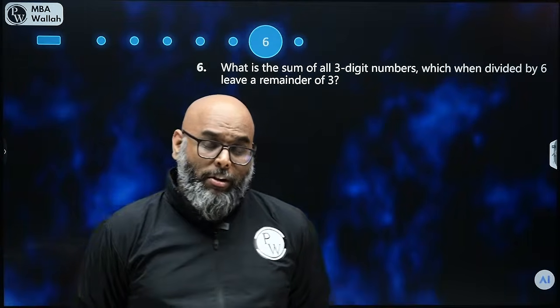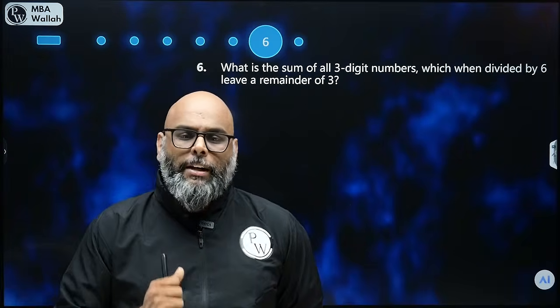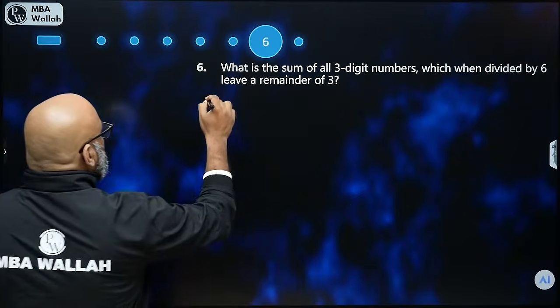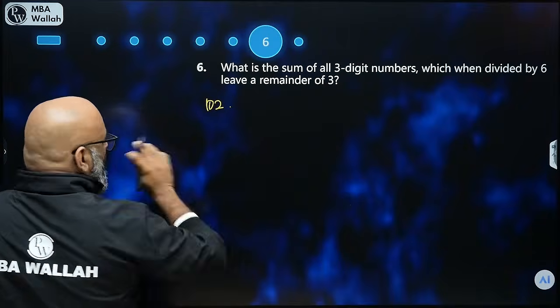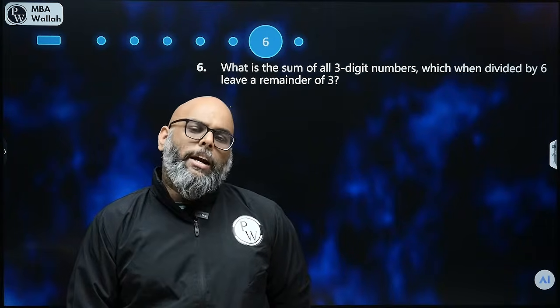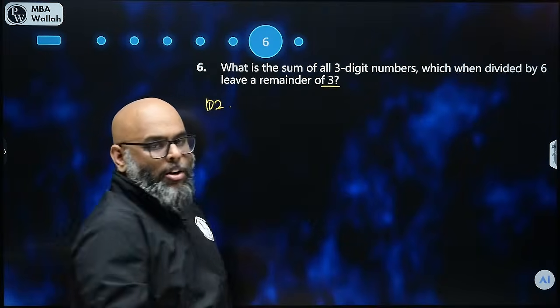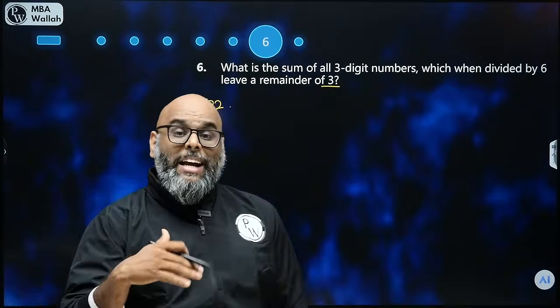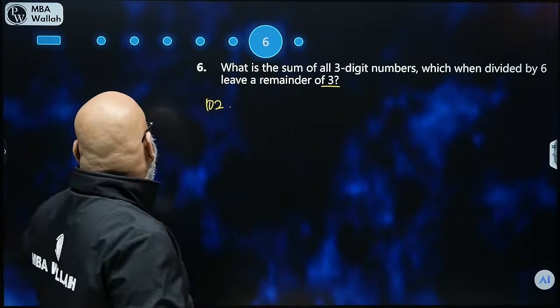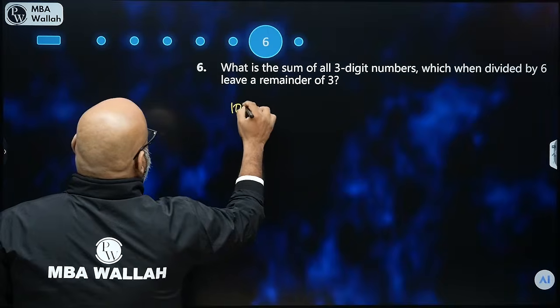96 is divisible by 6. But then the first 3-digit number that I'm looking at is 102. 102 is perfectly divisible by 6. But then it has to leave a remainder of 3, which means I cannot take 102. I can take 3 more than 102. Or I can say the first number that I'm looking at is 105.